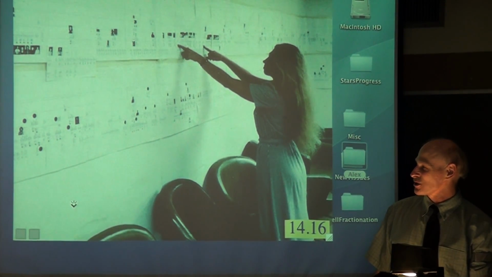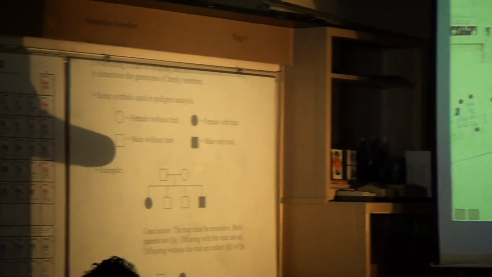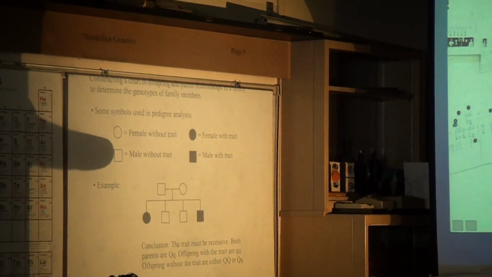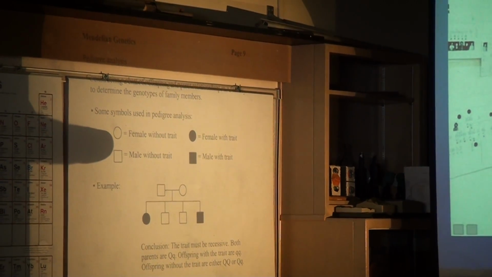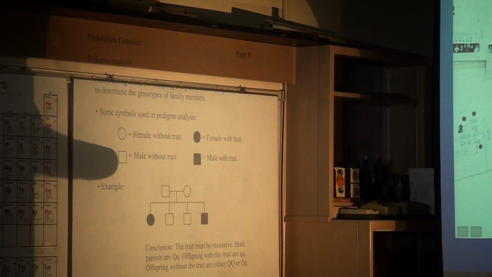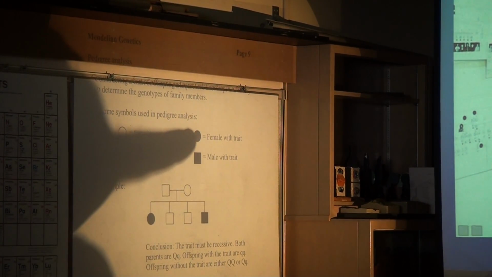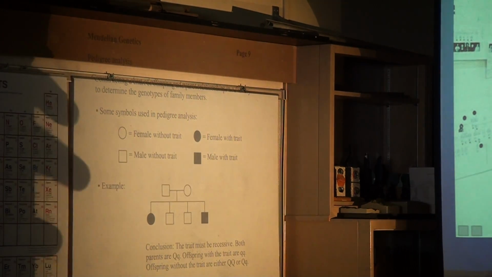In these pedigree charts, circles represent females and squares represent males. And if the person does not have the trait, and if we're talking about disease, you think of not having the disease, it's an open circle or open square. And if the person does have the disease, it's a filled-in circle or a filled-in square.